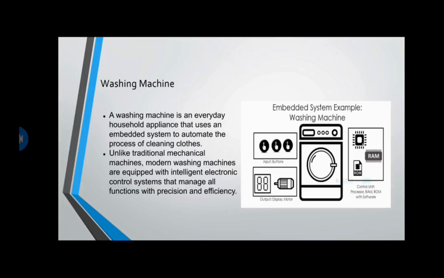Unlike a traditional washing machine, modern washing machines are equipped with an intelligent electronic control system that manages all the functions in a precise and efficient way. As you see, today's washing machines are automated because of the microcontroller. They take feedback from it and do the work very precisely. So that's all from my side, guys. The code will be explained by Nikhil, and thank you.